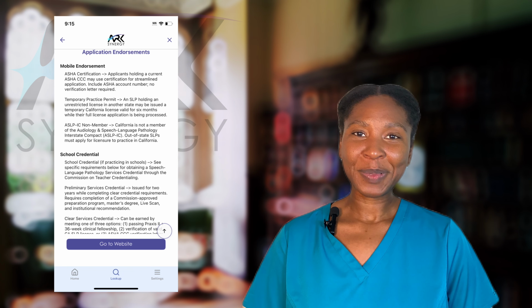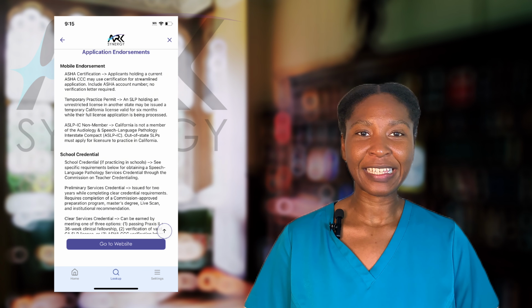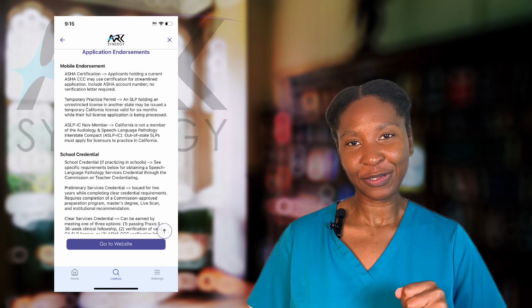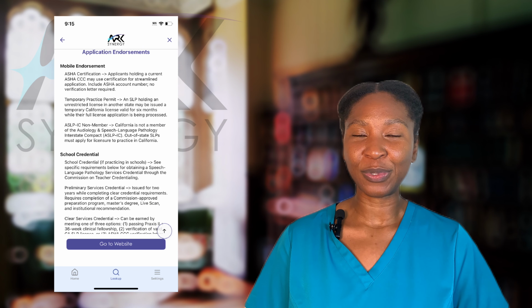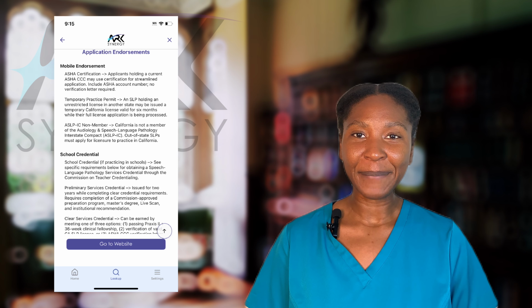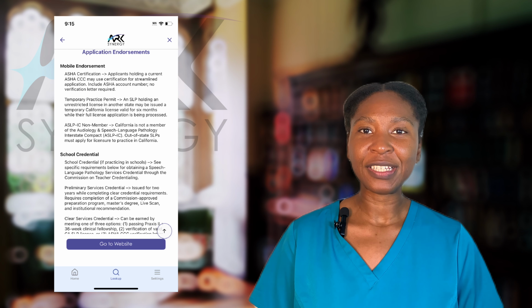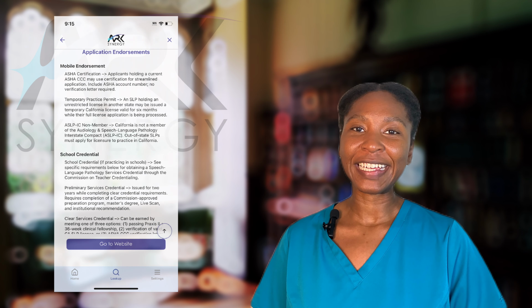This applies to speech language pathologists applying for a full California license through the California Speech Language Pathology and Audiology Board. California does not participate in the Interstate Compact, so all applicants, including out-of-state clinicians, must apply directly for licensure.